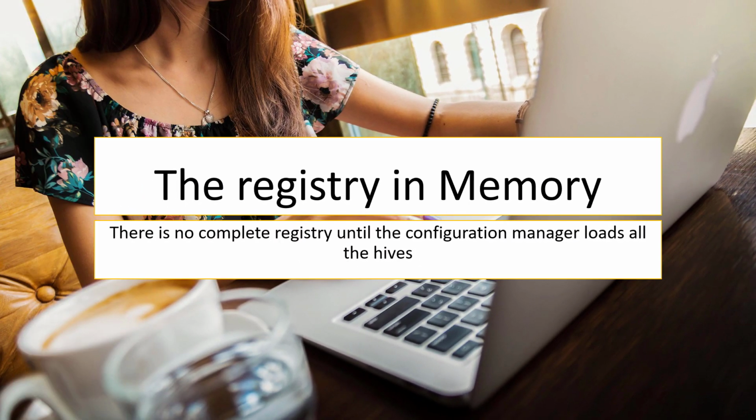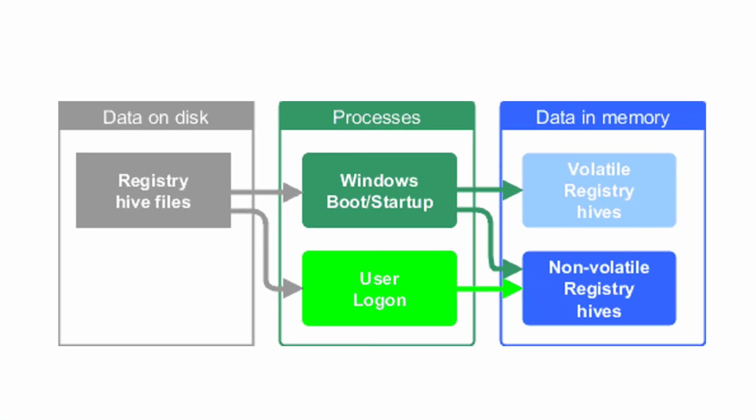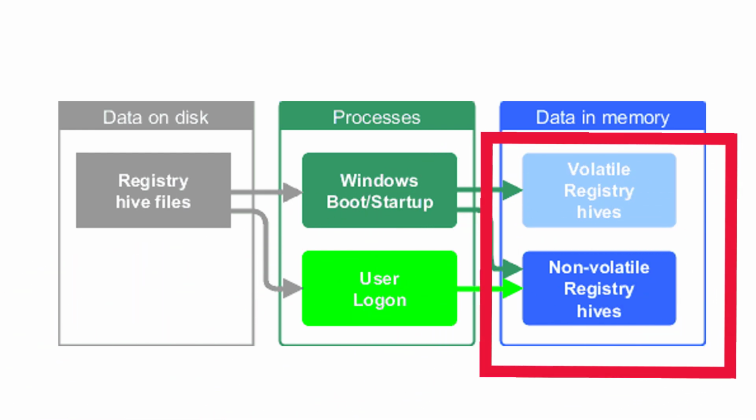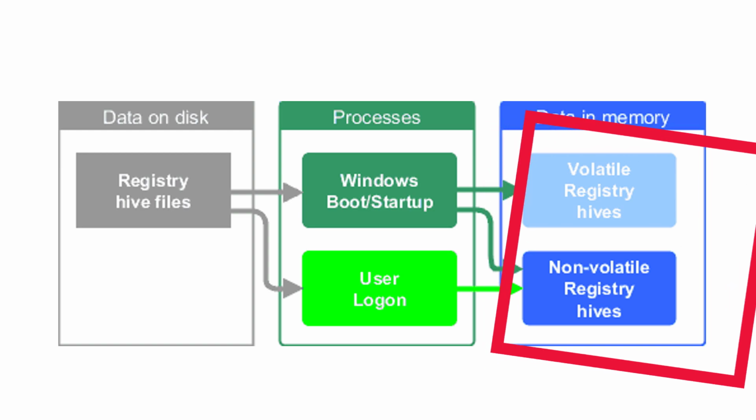There is no complete registry until the configuration manager loads all the hives into an actively running copy of Windows. Developers and APIs in Windows need a set of registry hives that are considered volatile. In other words, they're only built every time you boot up. When you shut down, those volatile registry hives go away. When you have your registry hives on your hard drive and Windows boots up, the configuration manager actually creates a set of volatile registry hives. That then makes up the entire picture of the registry, and that is what APIs and developers use.